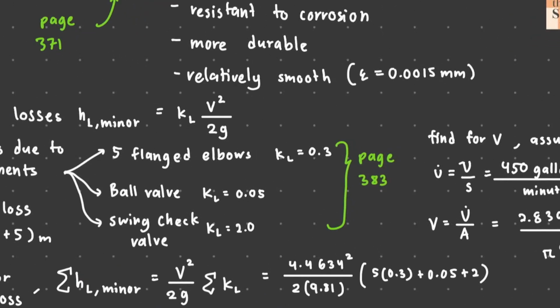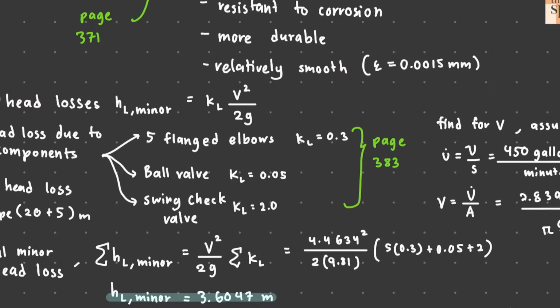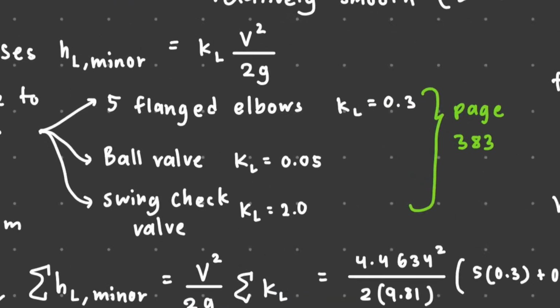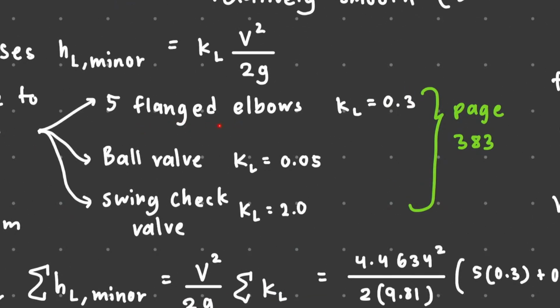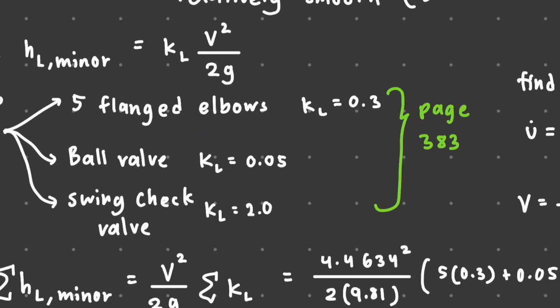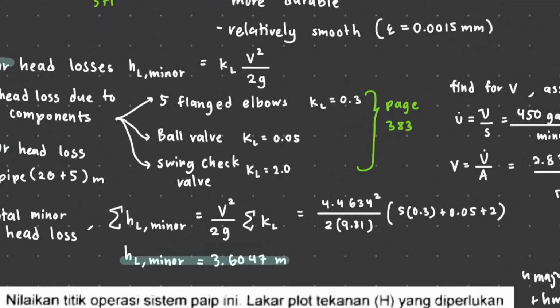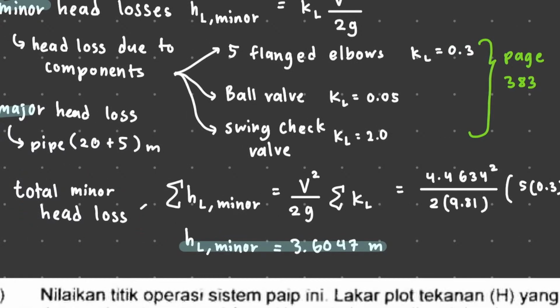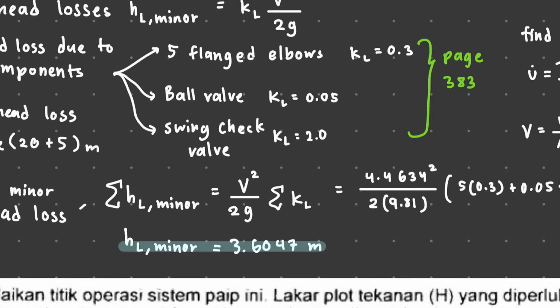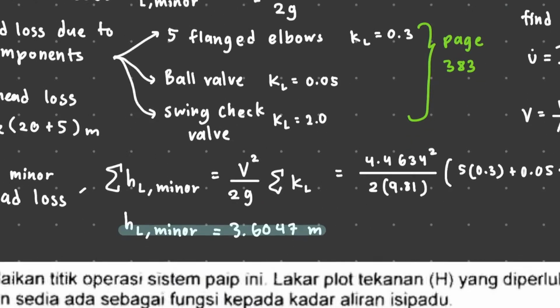So you go to page 383. Okay, you guys open page 383. Try to do it. Wait, wait. The one just now. So there are many coefficients, flanged or threaded. So you will find the coefficients here. So okay, all you need to do now is to find the total minor head loss. Total minor head loss is like just now, just add the KL.